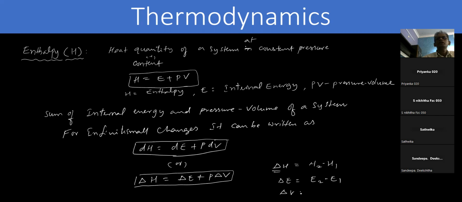Then what is delta V? V2 minus V1, that means final volume minus initial volume. All these are the equations we can see in thermodynamics for enthalpy. It is very, very important that you remember all the equations and the definition. Is it clear? Yes, sir.